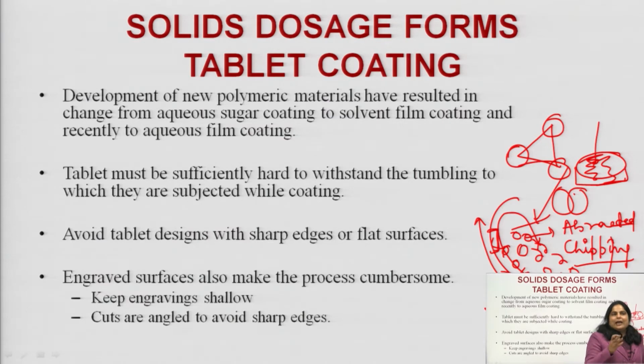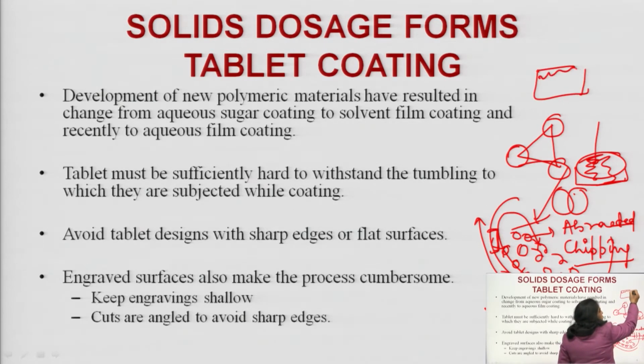Then again, engraved surfaces should also be avoided, as they make the process cumbersome. If something is engraved on the tablet, when the coating solution is sprayed on it, all the engravings are filled, so these engravings are not seen after the coating process is over. So, we should keep our engravings shallow. Cuts are angled to avoid sharp edges.